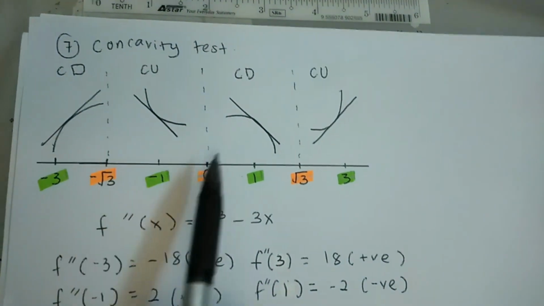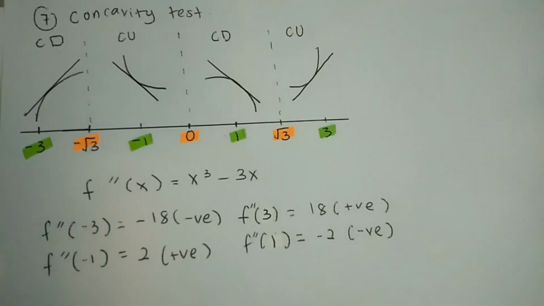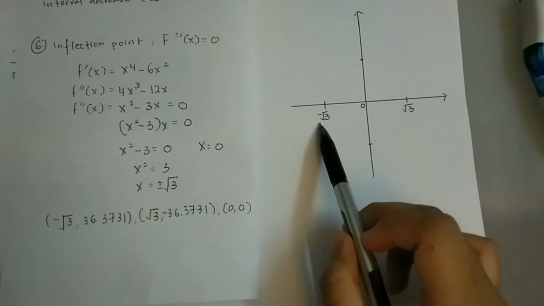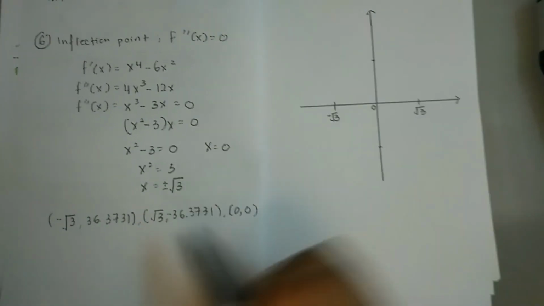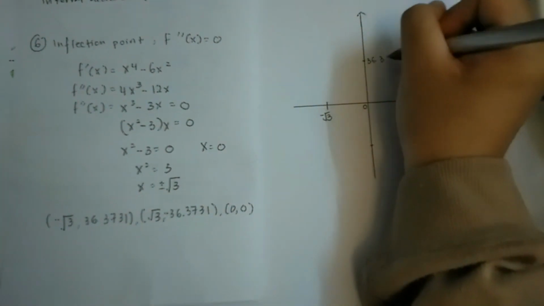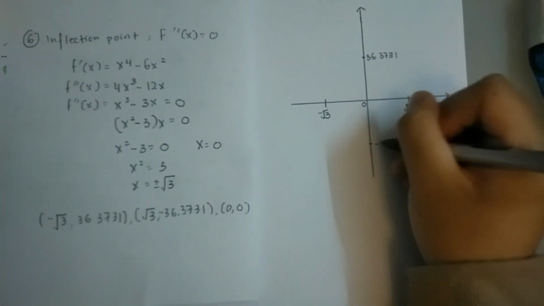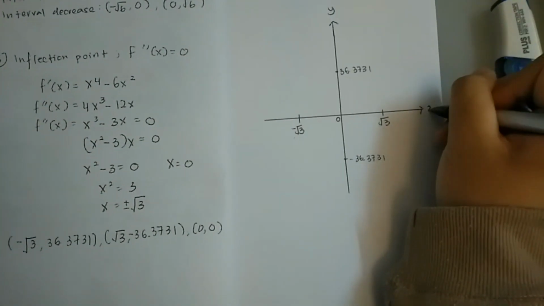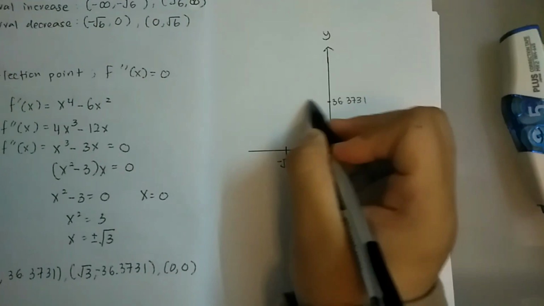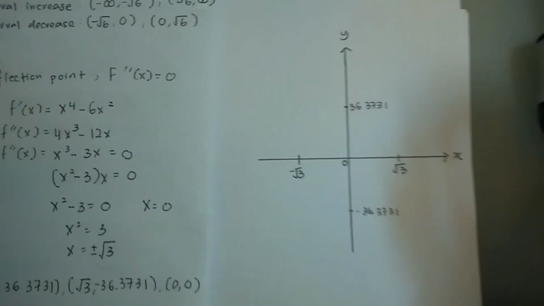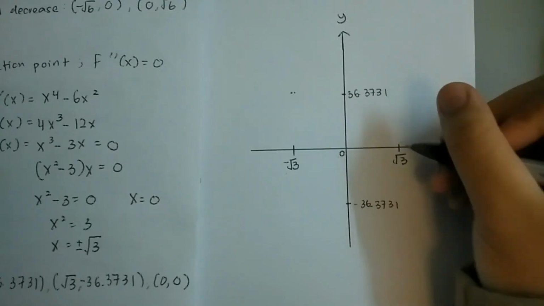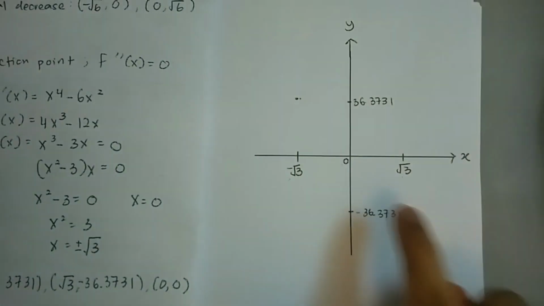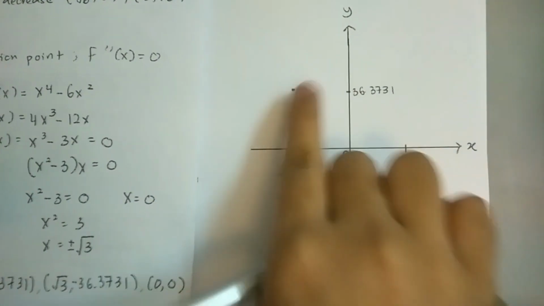After we determine the concave up or down, we can plot the graph. Using the inflection points, we will plot them onto the graph. So we have negative root 3 here, (0, 0) here, and 36.3731 here, and negative 36.3731 here. This is y, and this is x. So we will plot here, assume it's here, here, and here. So now we know where the turning points are, here and here.